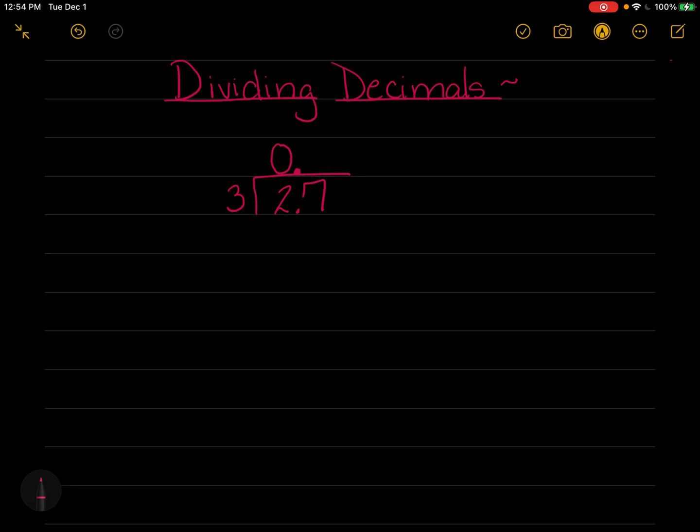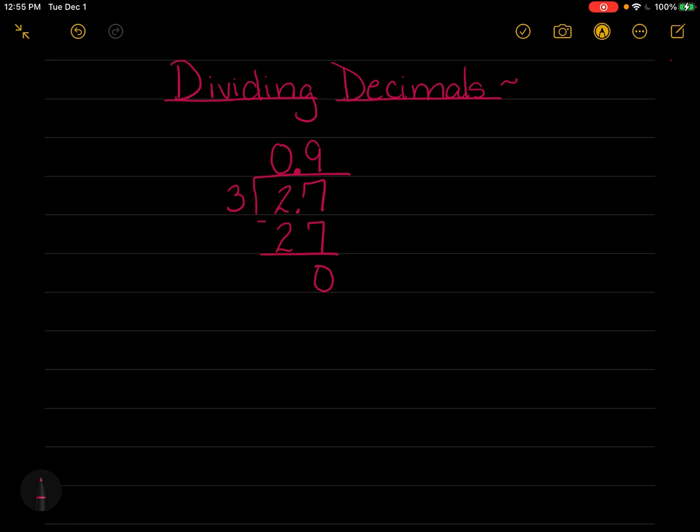Then I'm going to ask myself, will 3 go into 27? Yes, it will. 3 goes into 27 9 times. So 9 times 3 is 27. Subtract. I'm left with 0. There's no digits left to bring down, so my answer is 0.9. And that's pretty straightforward. But what if we have a whole number being divided by a decimal?